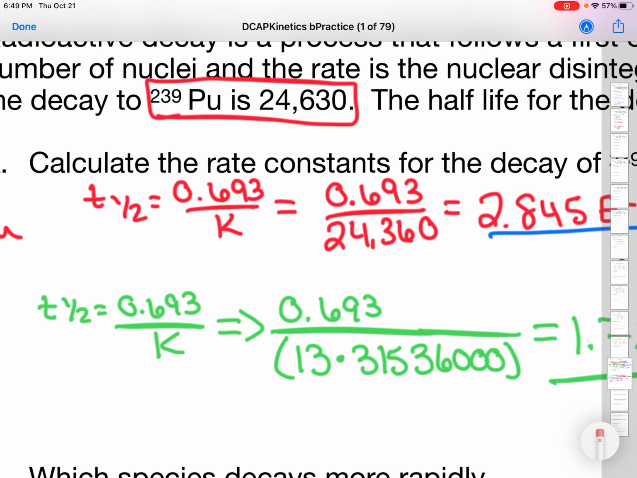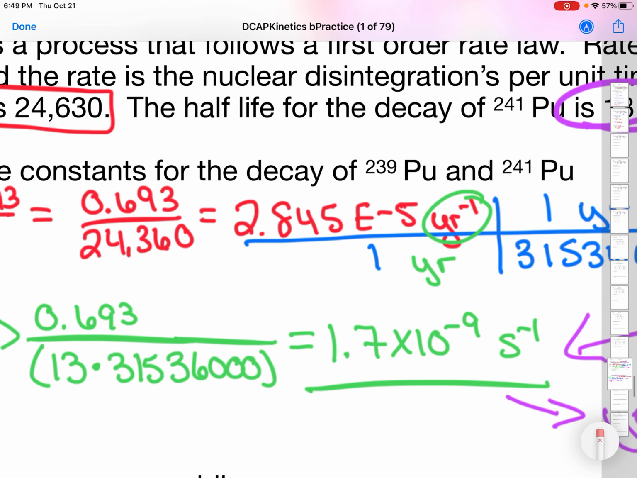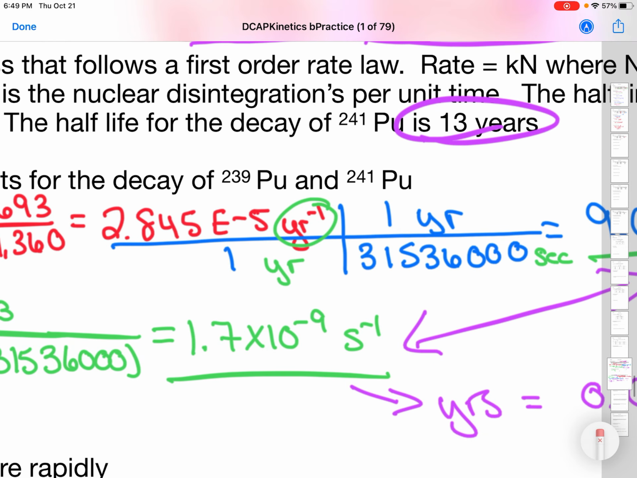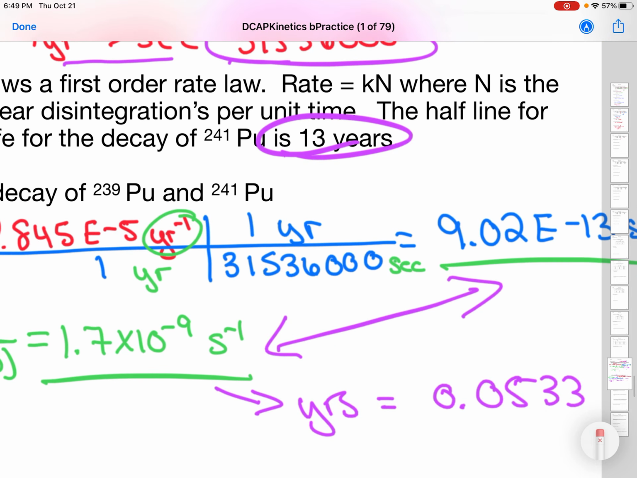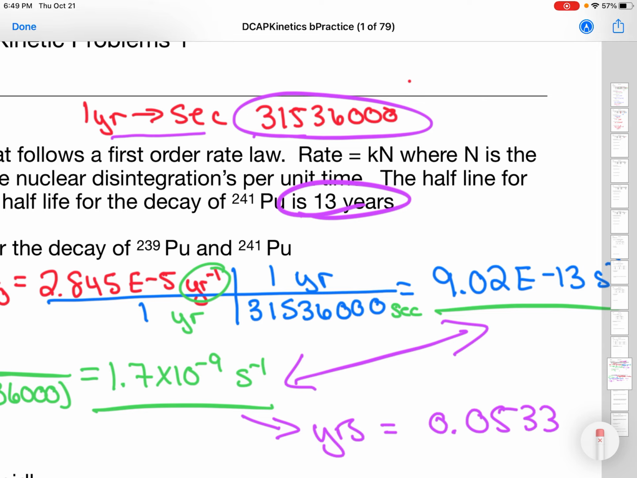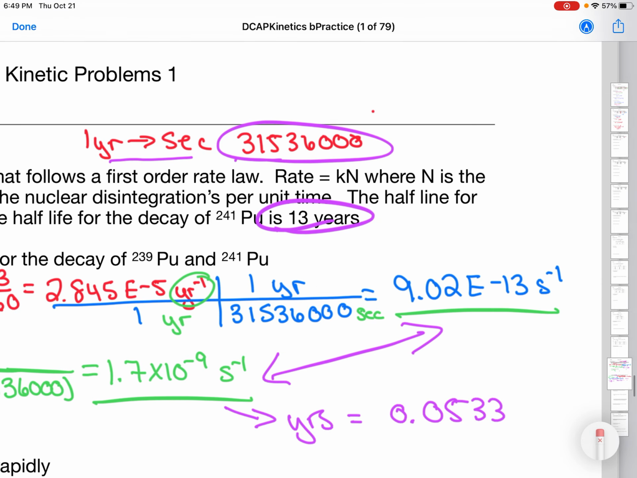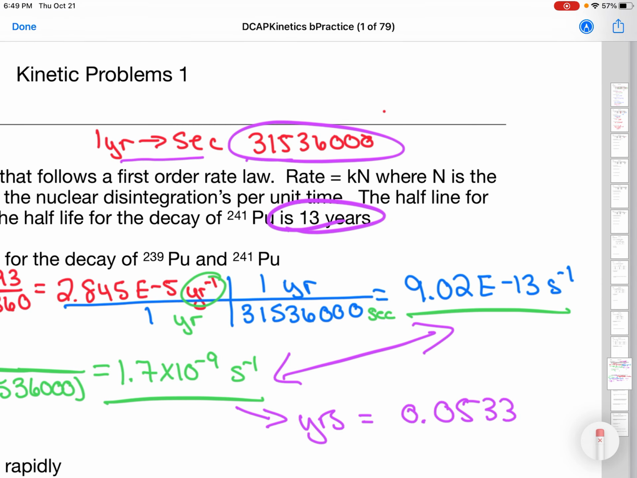My K comes from what was given in the formula, which is 24,630. When I do the math there, I get 2.845 E negative 5 year negative 1. And I need to go ahead and convert that to seconds. My conversion factor for 1 year to seconds is 31,536,000. When I put that in, I get 9.02 E negative 13 s negative 1.